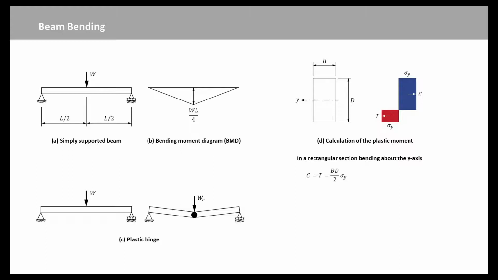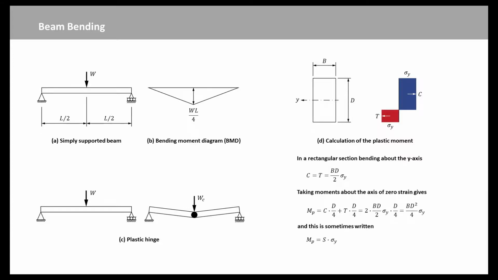Since the hinge has been formed by bending only, horizontal equilibrium of the section requires that C equal T, where C is the compressive force equivalent to the yield stress acting over the area of the cross-section in compression above the axis of zero strain, and T is the tensile force equivalent to the yield stress acting over the area in tension below the axis of zero strain. In this case, the axis of zero strain is D/2 from the top of the section, and C equals T equals B times D/2 times sigma y, where sigma y is the yield stress.